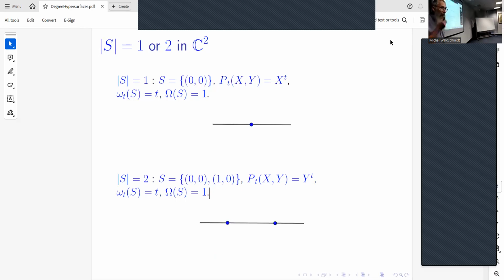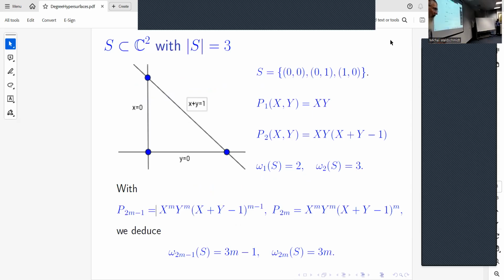Let me take some special example with S, which is a set with not too many elements. I take S which has 1 or 2 elements. We know that a line is defined by 2 points. If I want to have a multiplicity, I just take the line with the power t, so a linear polynomial with the power t. So this is quite easy. Omega t of S is t. The quotient is 1. And so there is no mystery for that, either for 1 point or 2 points. So capital omega of S in this case is just 1.